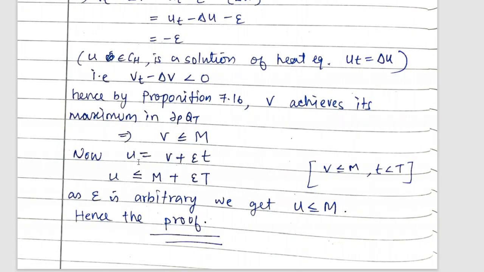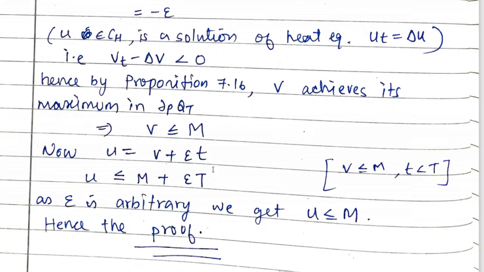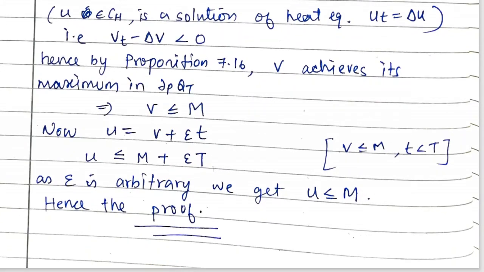Now we have U is V plus epsilon t. So we have U less than or equal to M plus epsilon t. And since epsilon is arbitrary, we get U less than or equal to M. So M is the value attained by U on the parabolic boundary. It means that the maximum value of U is attained on the parabolic boundary. Hence the proof. Okay, thank you.